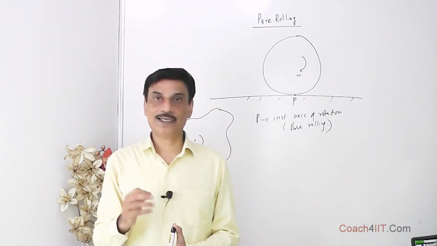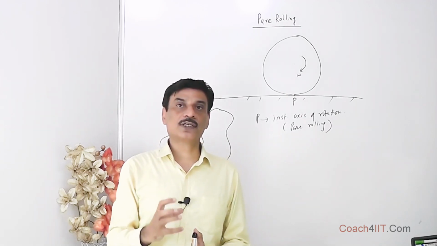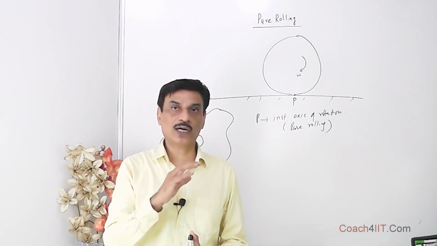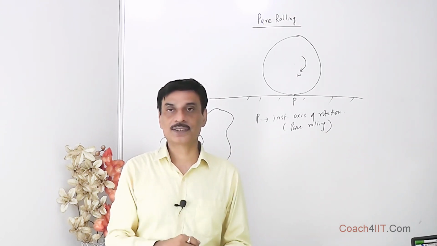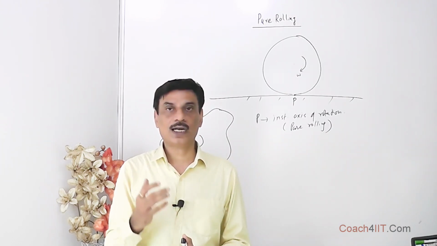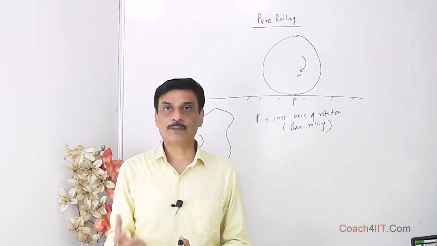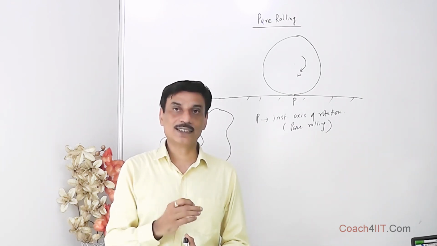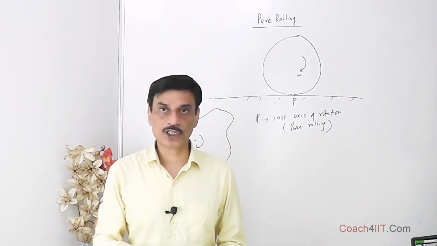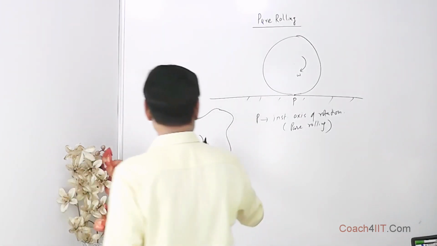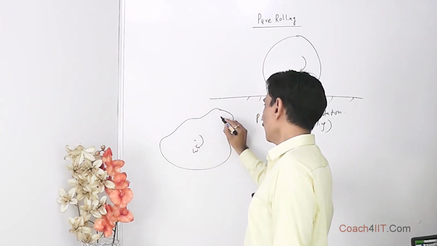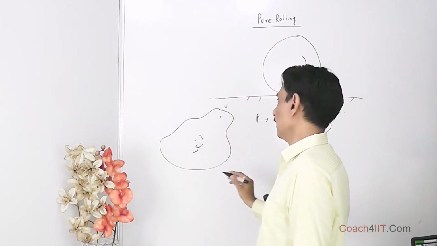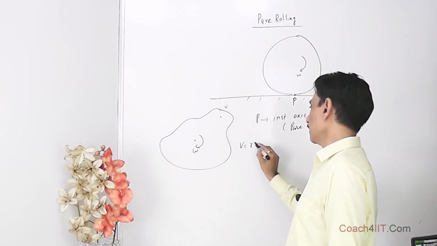Theta, omega and alpha will be characteristic of this rotating body. They are going to have the same value for the whole body, whereas the linear parameters like S, V and A can be different depending upon their distance from the axis of rotation. Now over here, if this body is revolving with angular velocity omega, and you have to find the velocity of this point, obviously we can use the formula V equals R omega.